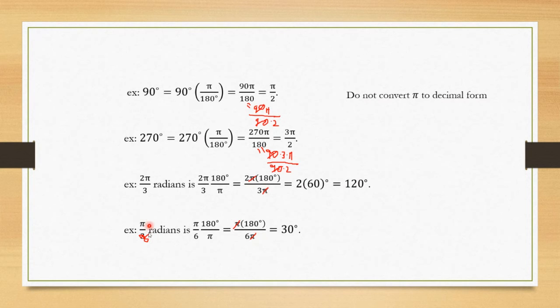Here we have pi over, that was a 3, but it should have been a 6. That's why I wrote it this way. Pi over 6 radians, right? Same idea. We want to convert it to degrees. So we're going to multiply by 180 degrees over pi, as you can see. So what happens next? The pi's cancel. We have 180 degrees over 6. That turns out to be 30 degrees.